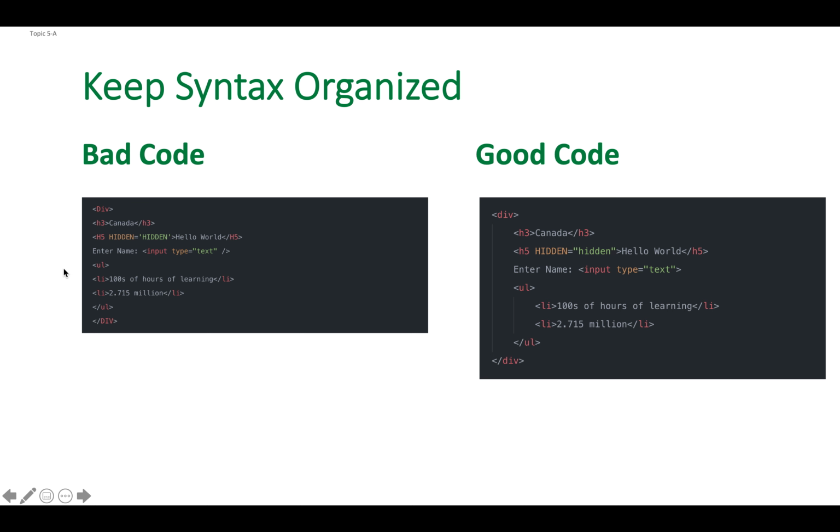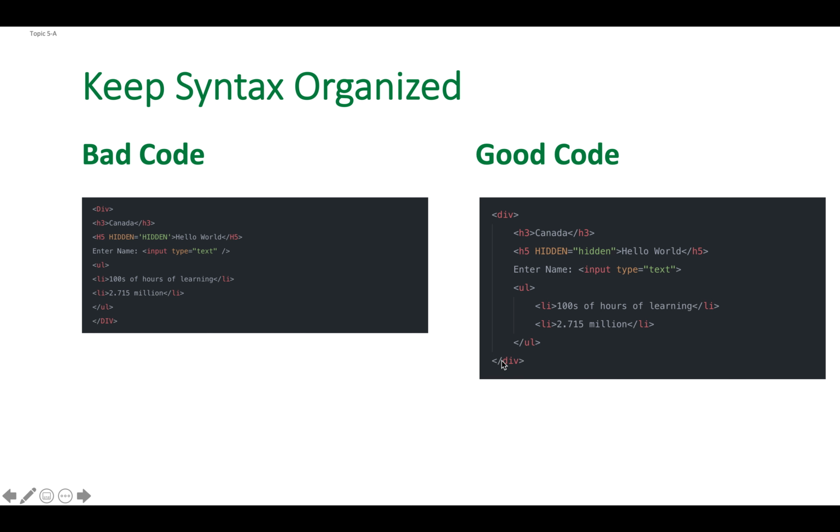So what's wrong with this code here? Well, they've got a capital D in the div. That's one thing. They've used a capital H in the H5 tag. They've used single quotes instead of double quotes. They've got a / on the input tag. That doesn't need to be there. And then they've used a capital DIV at the end, okay? And they didn't tab anything over or nest it properly so that it looks clean.